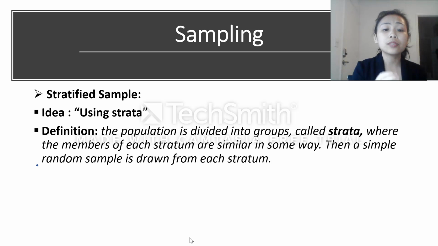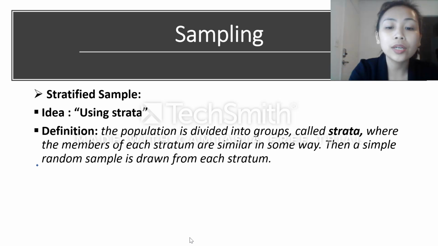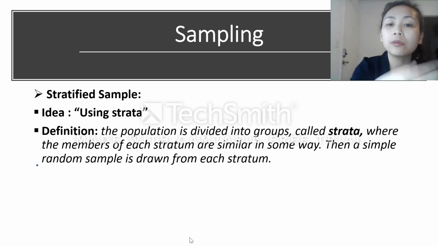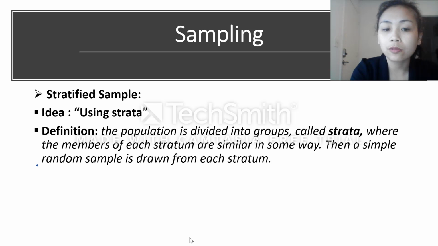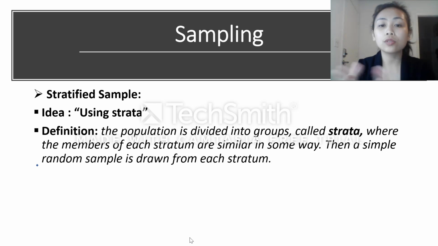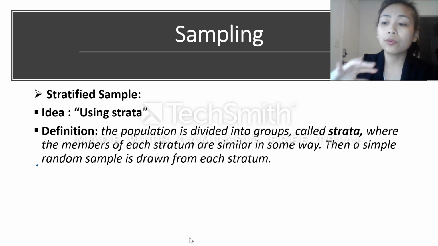Then a simple random sample is drawn from each stratum. You see that? So from the first stratum, which is the part-time employees, they make a simple random sample, like they put in the computer, draw 50 numbers representing 50 people from part-time employees, and also do the same for the second stratum, that is the group of all full-time employees. They use a computer to generate a list of random numbers from the second group, and then put them together to make up a sample. So that's how we make a stratified sample.